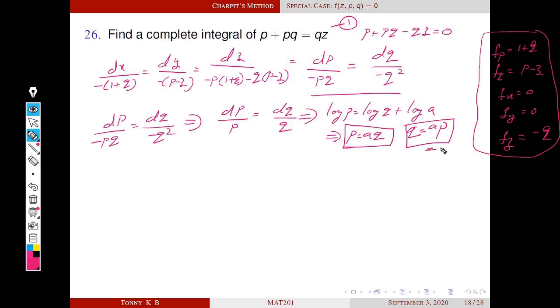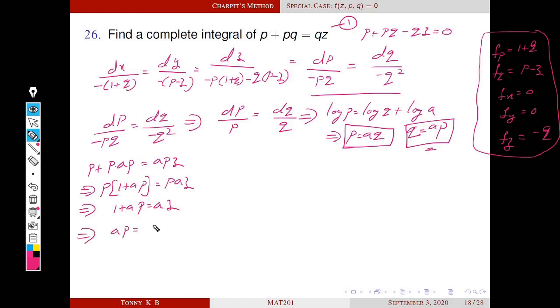For this example, I am going to use the second one. I am going to substitute q equal to ap in 1. Then we get, replacing q by ap, here p is common. You can cancel this p. So this implies p equal to, so this is our p.